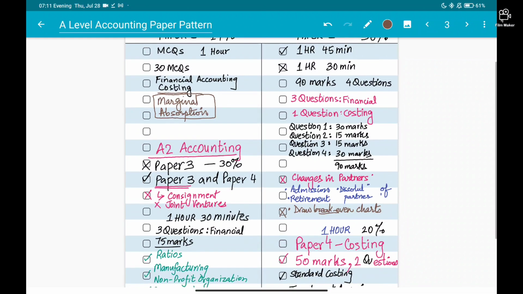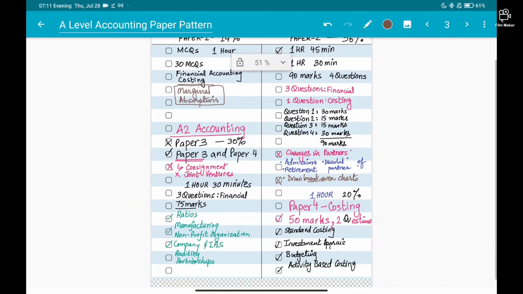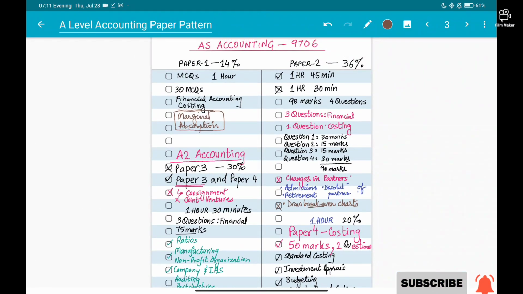Okay, so I hope this is clear. If there's anything missing, make sure you write it down in the comments. Might be the cash flows I missed out, that comes in AS as well, but that still comes as a separate question. So there are a lot of things. It's just a summary of what I can provide in this short time.